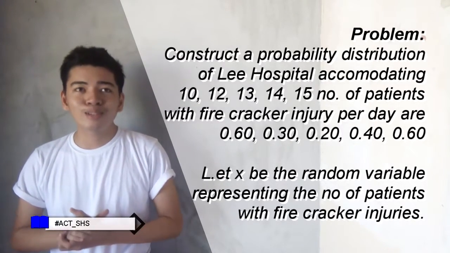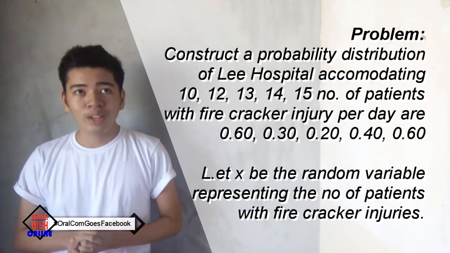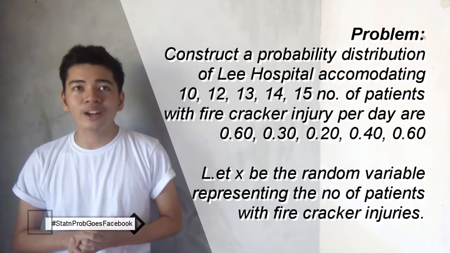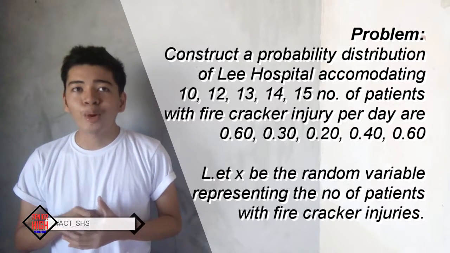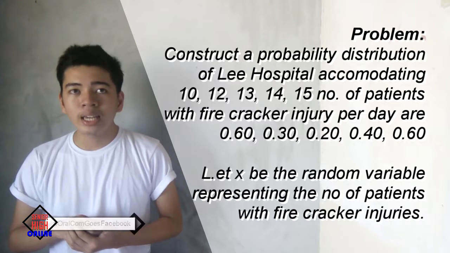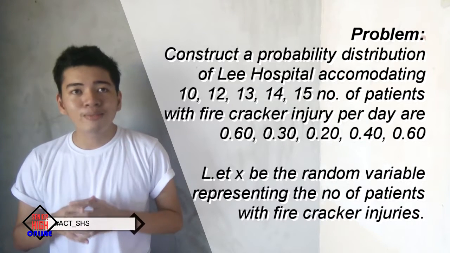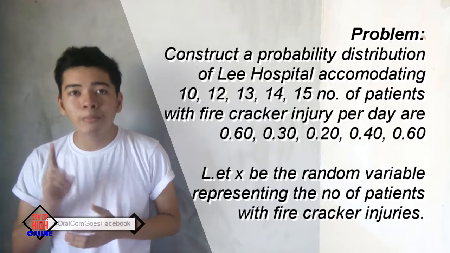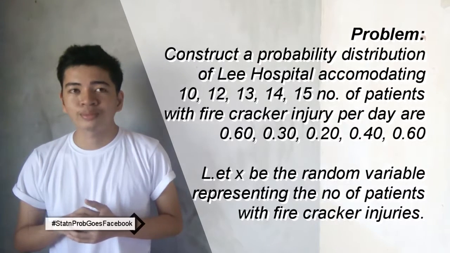Construct a probability distribution of Lee Hospital accommodating 10, 12, 13, 14, 15 number of patients with firecracker injuries per day are 0.60, 0.30, 0.20, 0.40, and 0.60. Let x be the random variable representing the number of patients with firecracker injuries.